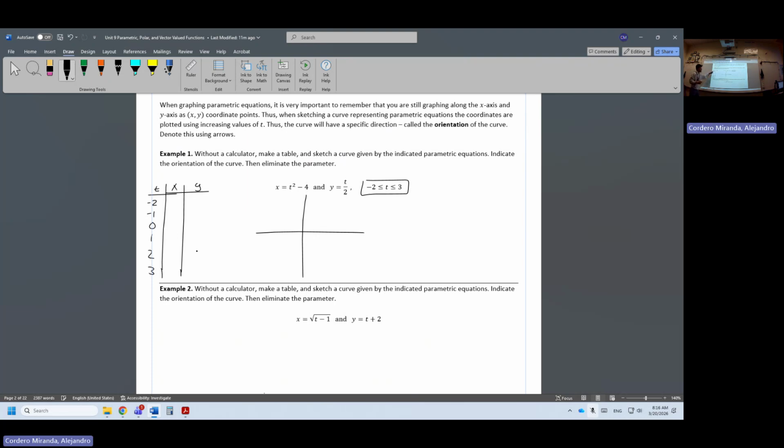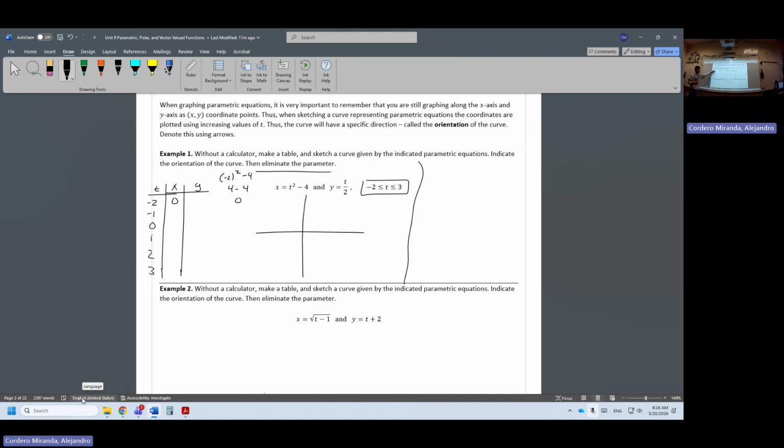And then I just plug these into the x function, I plug these into the y function, and then I'll have some x, y points to plot. I've got to save some space for this last part, eliminating the parameter. But I'll show my work for the first couple, and then you'll get the idea. Here's me plugging into x, -2 into that would be -2 squared minus 4. It's 4 minus 4, which is 0, so that's my first x value.